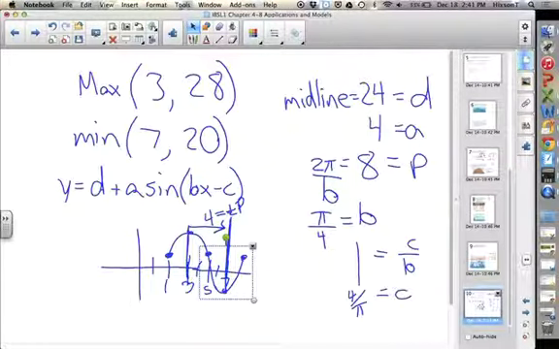I'm going to get it, period equals 8. So we got our period equal to 8 because from the max to the min is 4 units. And if you look at your sine curve, from the max to the min is half the period, so you have to double it to get your full period. Alright, thank you. You're welcome.